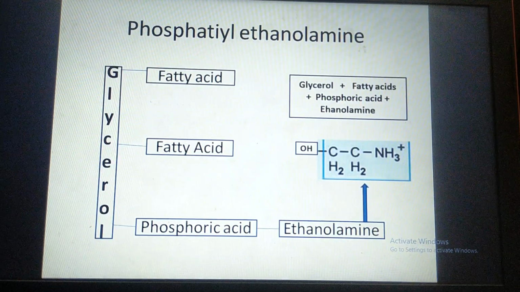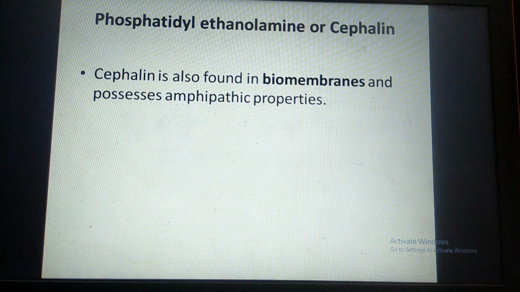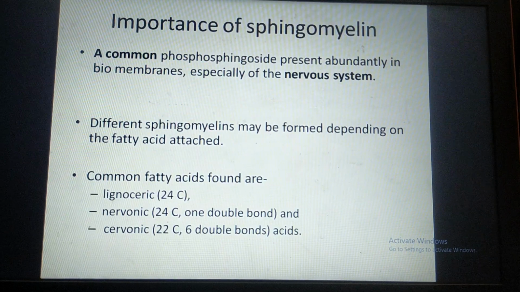Next phospholipid is phosphatidyl ethanolamine or cephalin. It is found in biomembranes and plays an important role in it. Next is sphingomyelin. Here the alcohol is not glycerol, instead the alcohol is sphingosine and the nitrogen base is choline. These sphingomyelins are found in large quantity in nervous tissue or the nervous system.